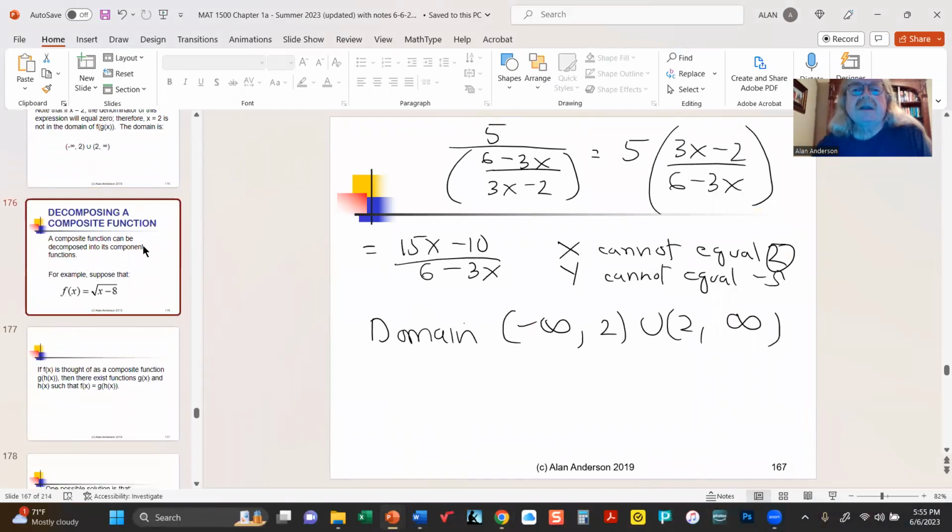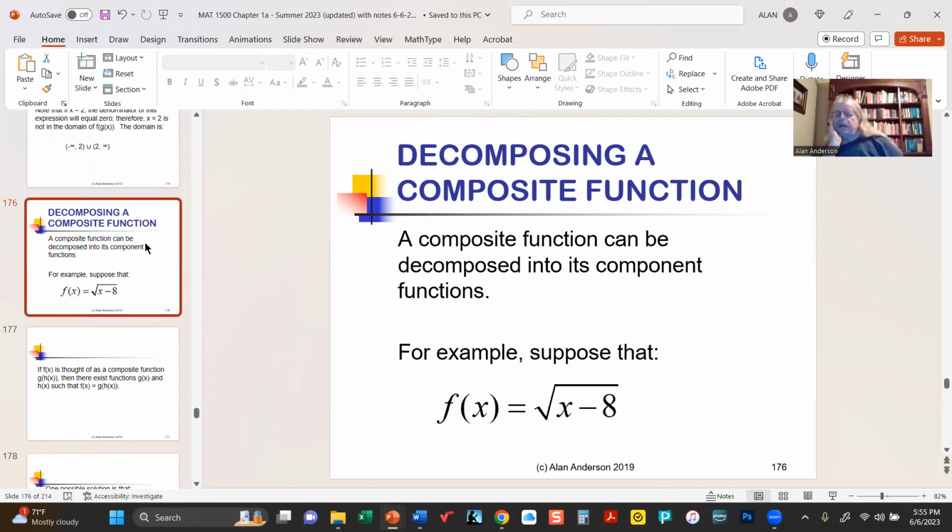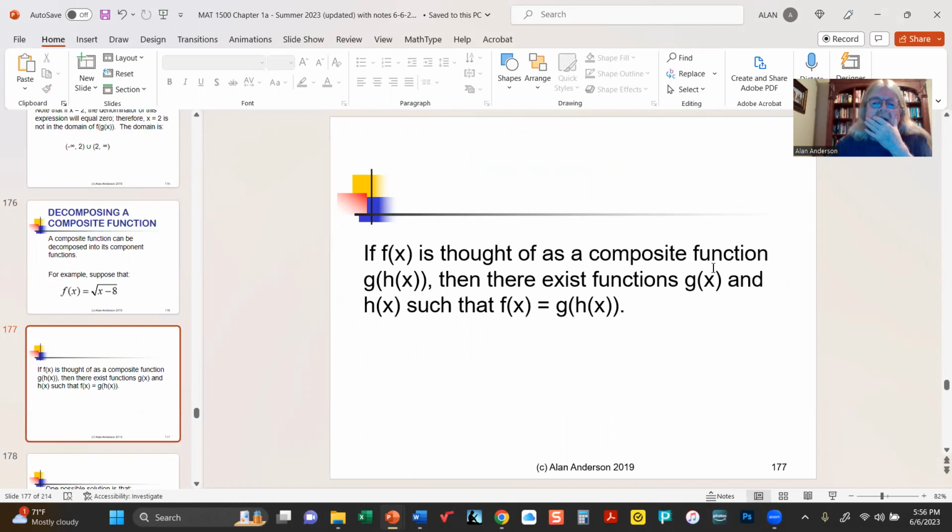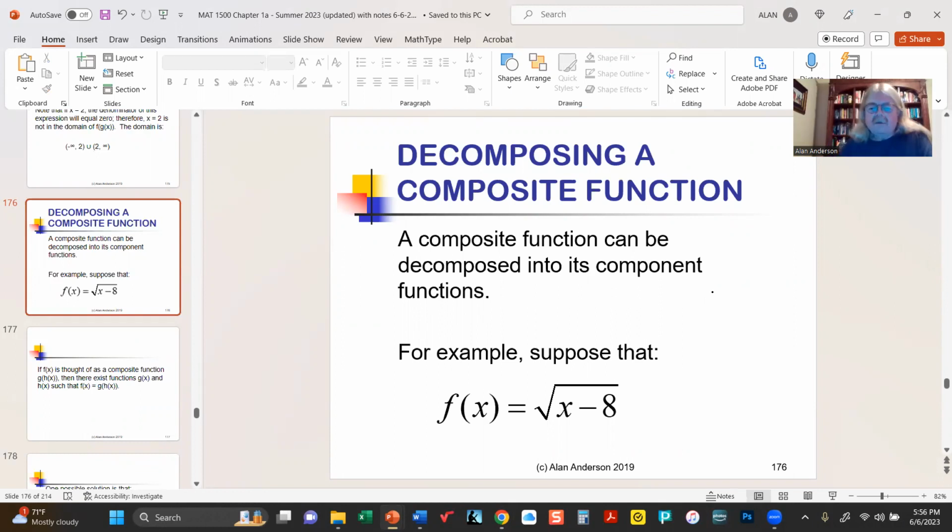Now, here's an interesting idea. We can actually take a function and break it up into 2 components. In other words, any function can actually be expressed as a composite function. So let's take this as an example, something as simple as f of x equals radical x minus 8. You might look at it and say, well, how can we turn that into a composite function? Well, here's what we're going to do. We're going to treat this as g of h of x. This is a new function.